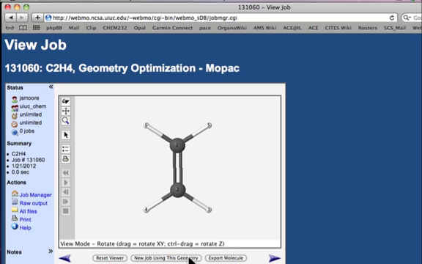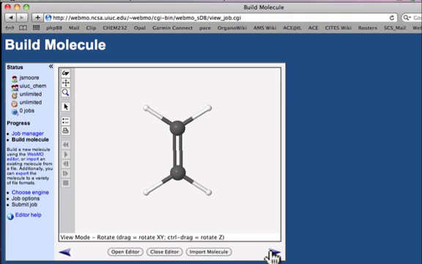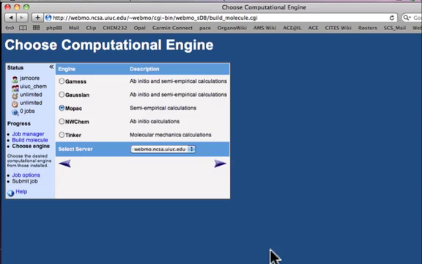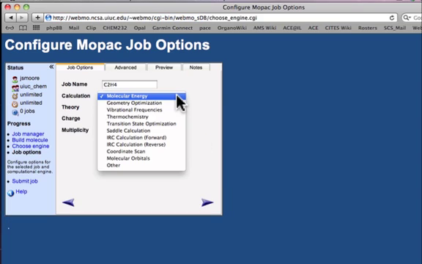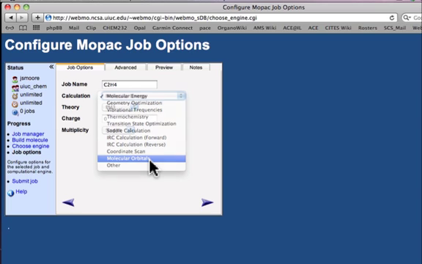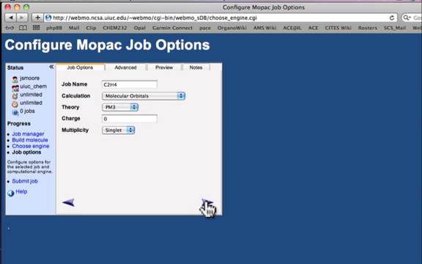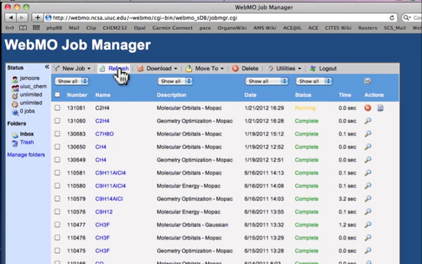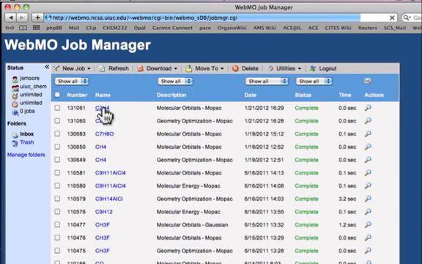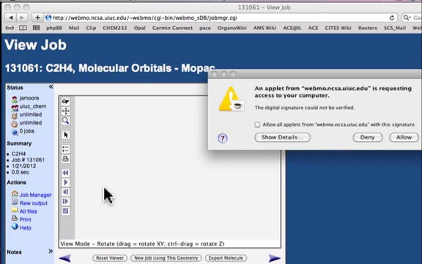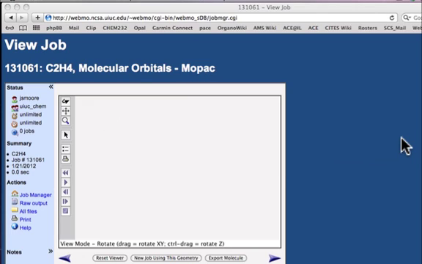So new job using that geometry. Move on to the computational engine, again MOPAC. This time the job we're going to run is the molecular orbitals. Run that job, and when you refresh, it should be finished. It won't take too long. Small molecule. So in the molecular orbital viewer, allow that Java applet to load.